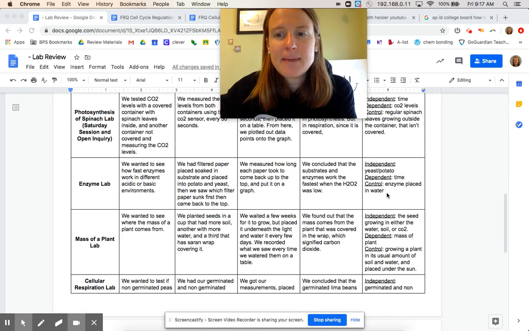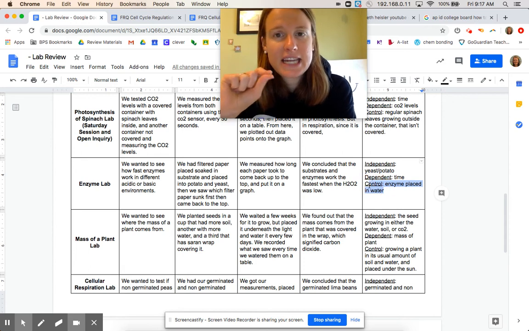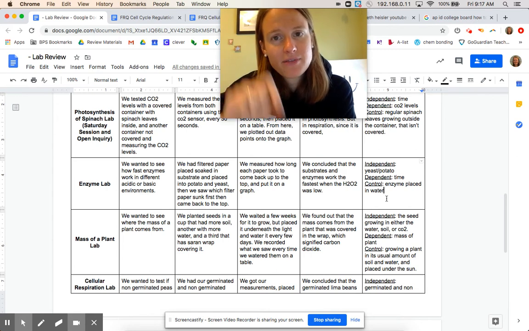For the enzyme lab, the filter paper placed in water was our control. So making sure that that filter disc did not rise without enzyme on it, or we could have put the filter paper with enzyme on it into water, making sure that the substrate had to be present for that filter paper to rise.